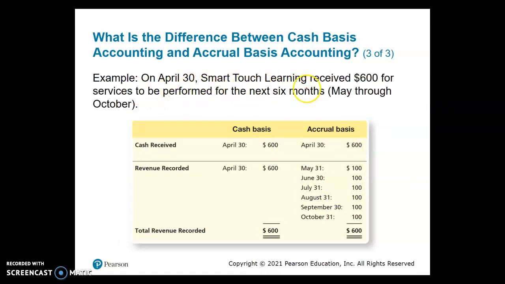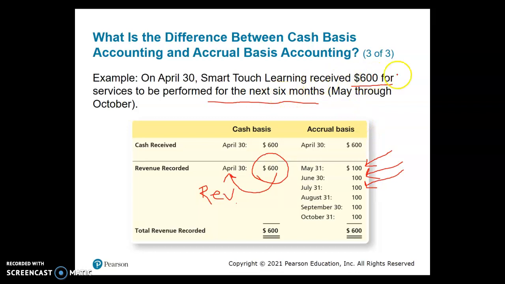On April 30, Smart Touch Learning received $600 for services to be performed for the next six months, May through October. So this is an example of cash that has been received for services to be performed for the next 6 months. For cash basis, we would record the entire $600 for the month of April. So all $600 would be on April's income statement as revenue under the cash basis. But under the accrual basis, we're going to spread that revenue out for 6 months.